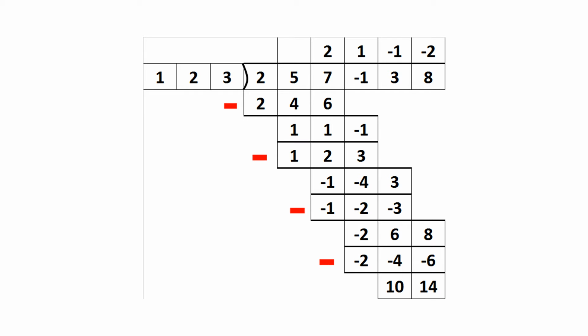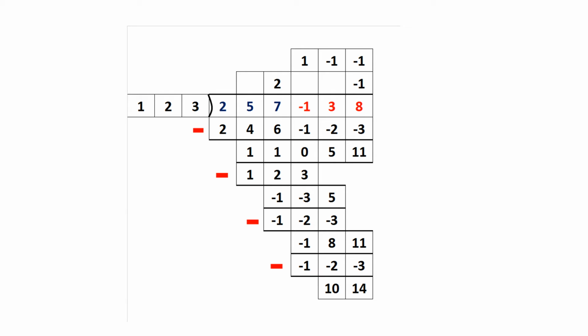And the negative 6 is 6 plus 8 is 14. So our remainder is 10, 14. That stands for 10x plus 14. And at the top, the quotient, you start from the right. Number, x, x squared, x cubed. So it's 2x cubed plus x squared minus x minus 2.